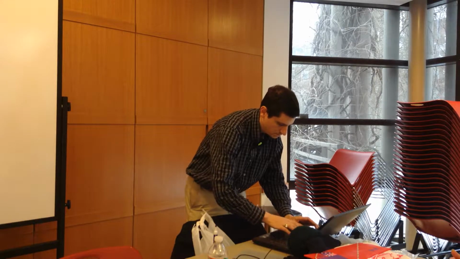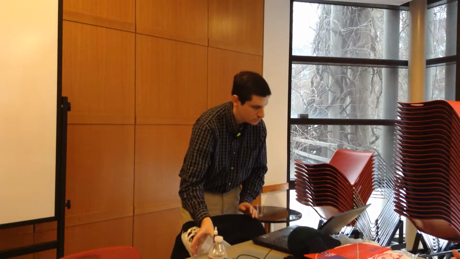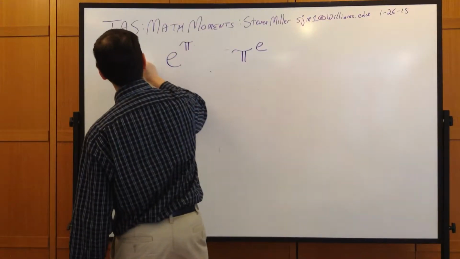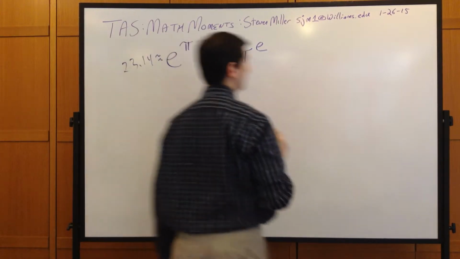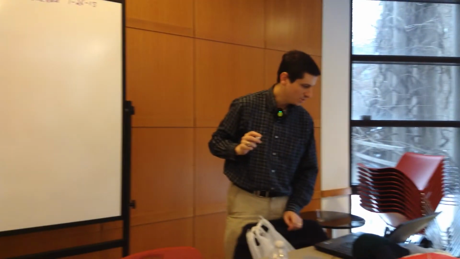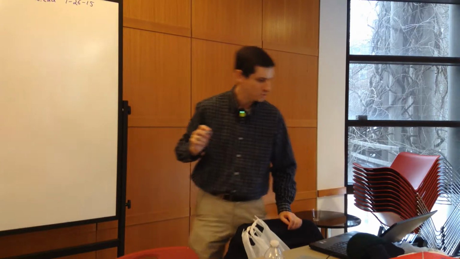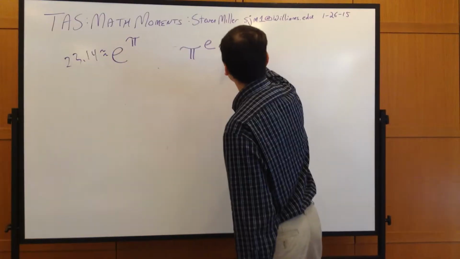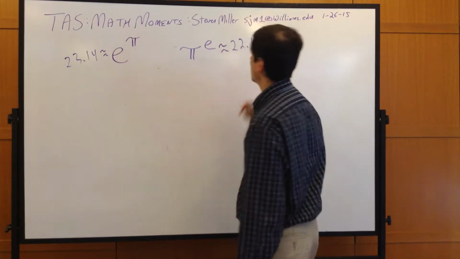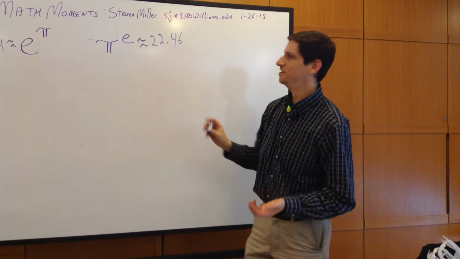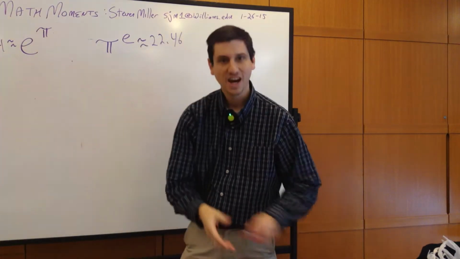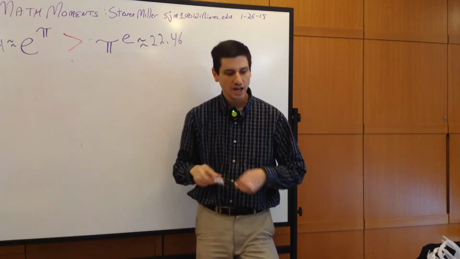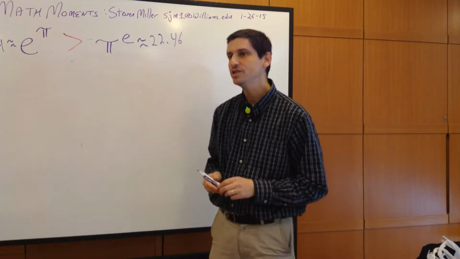All right, and so the first one, e to the pi, is about 23.14. About. I won't give you all the digits. And the other one, pi to the e, is about 22.46 if you round, I think. All right. So at this point, it's not that hard, right? I think at this point, we can all see it goes like this. So the question is, how can we do this without using a calculator?